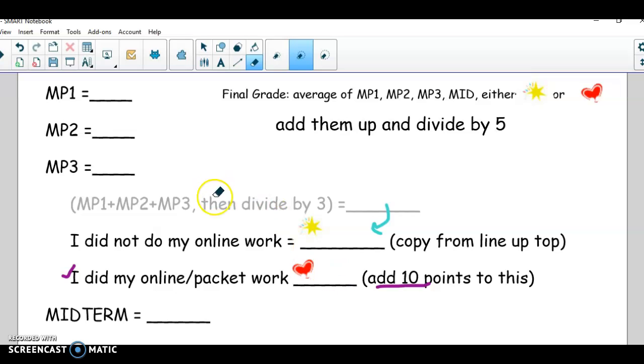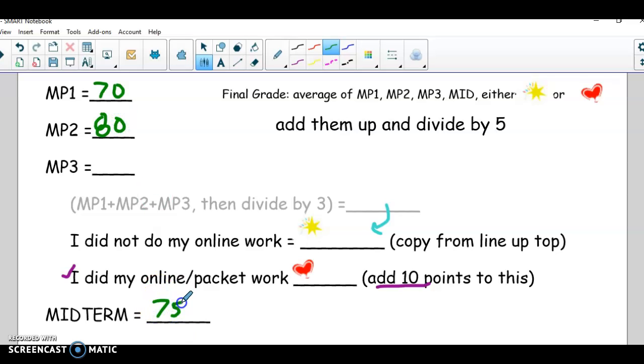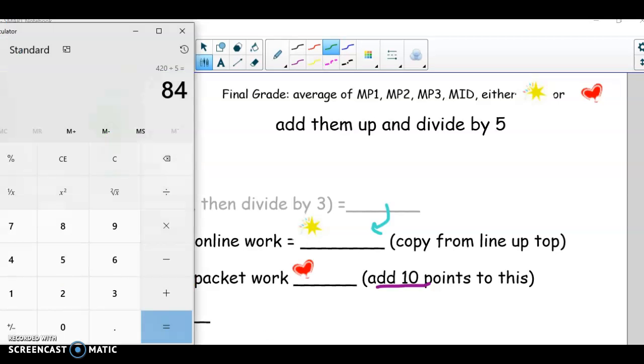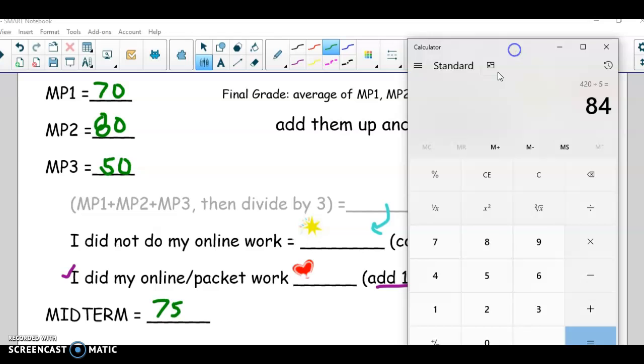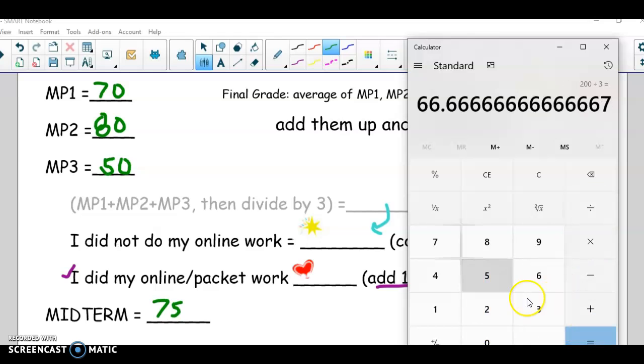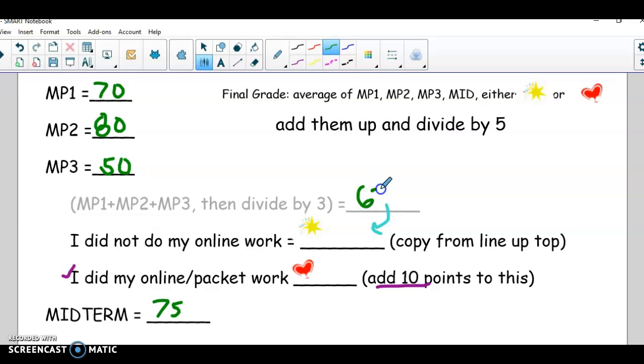You might have a question. You might say, well, Ms. Novick, my grade looks like, let's see, I had a 70 in the 1st marking period, I had like an 80 in the 2nd marking period. And then on the midterm, I did pretty well. I got a 75 and then a 50 here. I kind of took a nosedive. So let's just do this little situation here. I have a 70 plus an 80 plus a 50, and I divide that by 3, and I have a 67%.